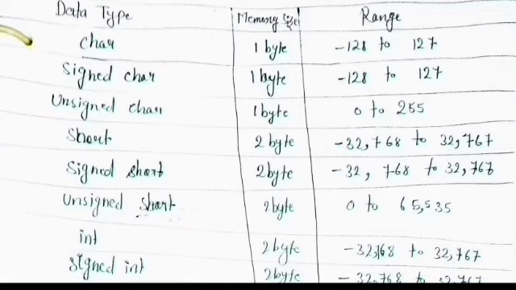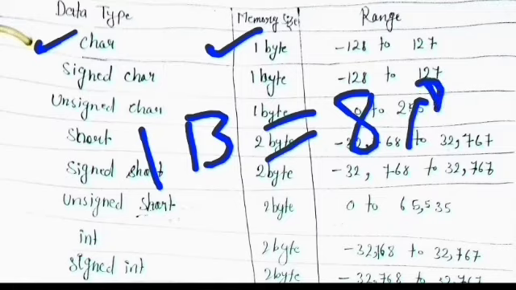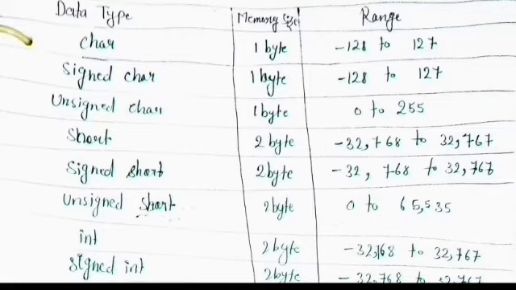Now here we discuss the data types and memory sizes with respect to those data types, and also the ranges, which vary from positive to negative and negative to positive. So the first data type is character. This is represented as char, and the memory size for char is 1 byte. 1 byte is equal to 8 bits. You have to understand all these things.